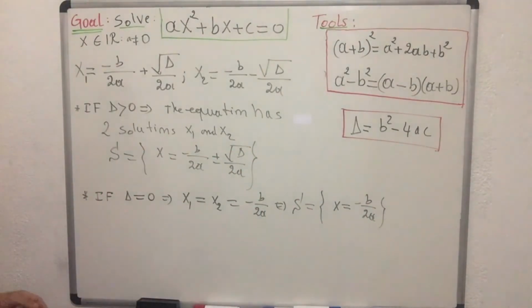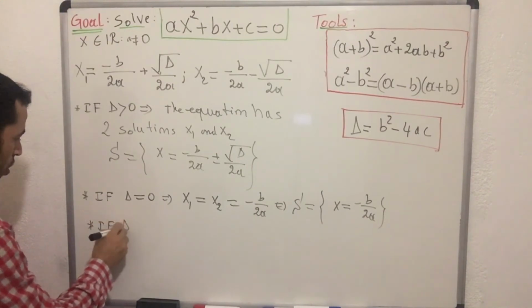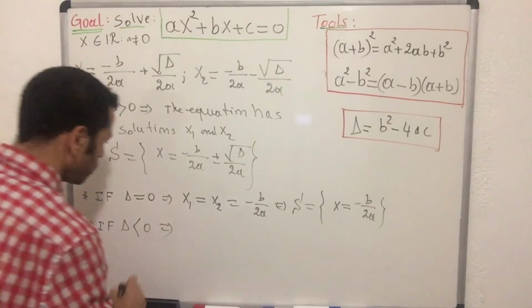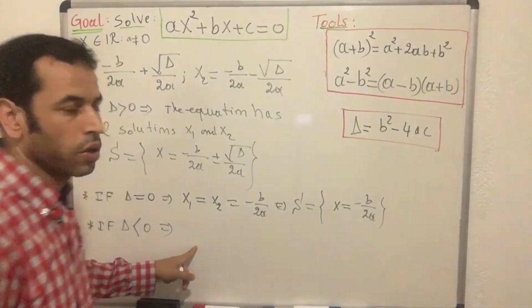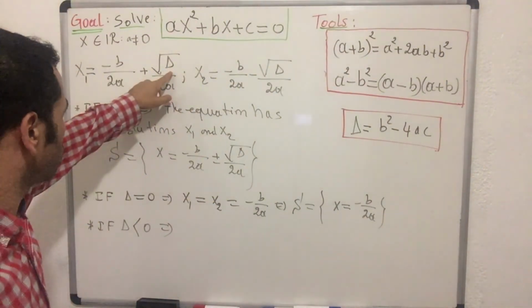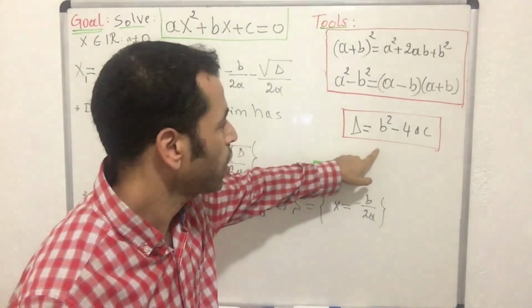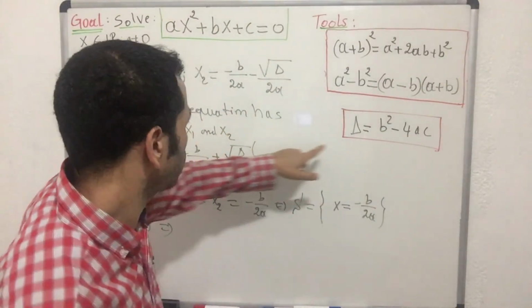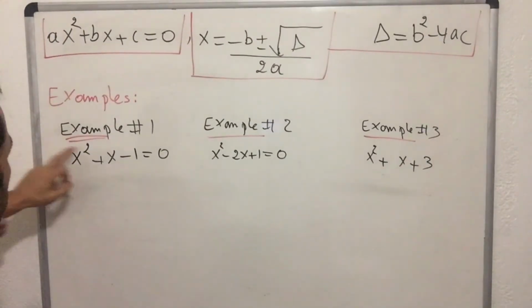Let's move on to the third case. If delta is strictly inferior than 0, that means the equation has no solution, okay? Because delta is a real number, we cannot have a negative number inside of the square root, so delta always has to be positive. So we pick up example number 1.